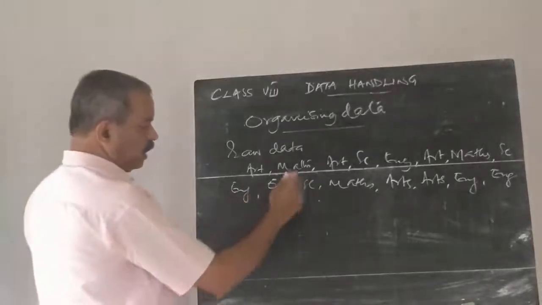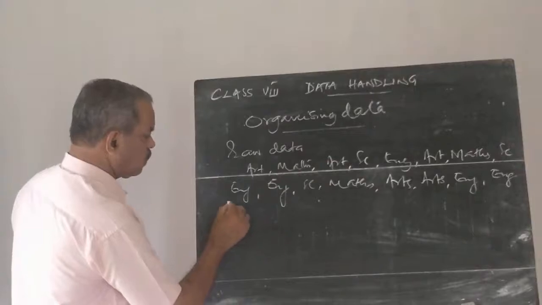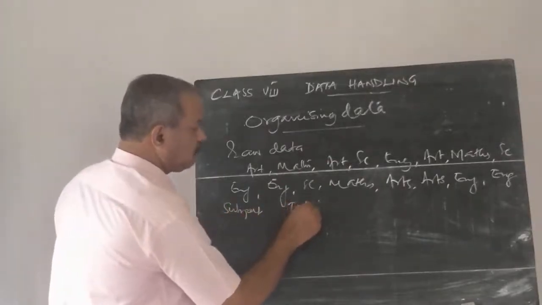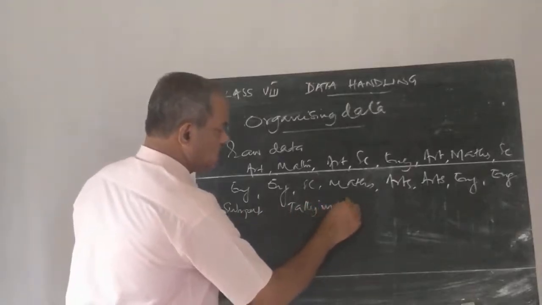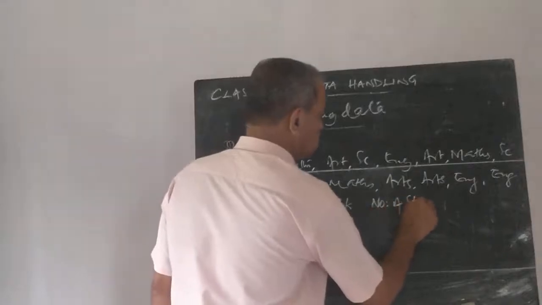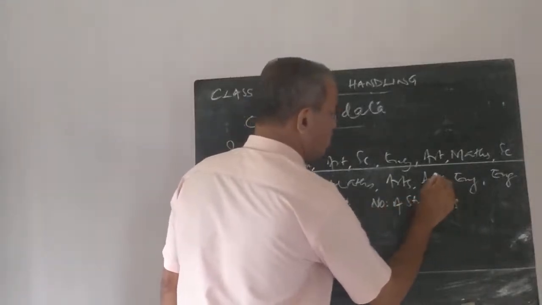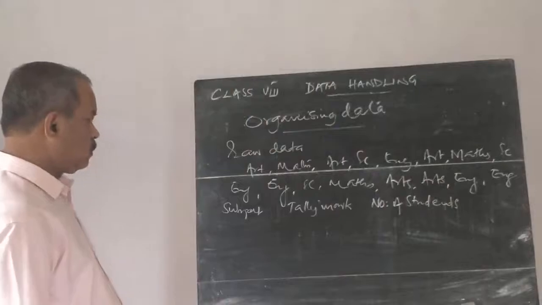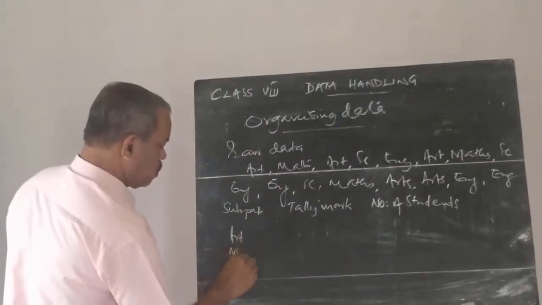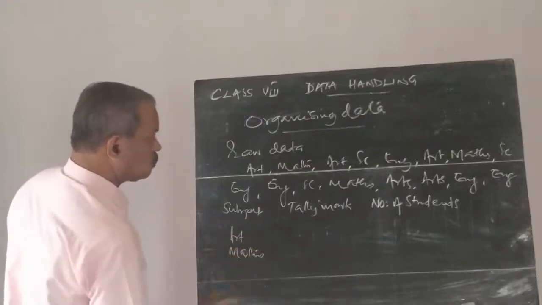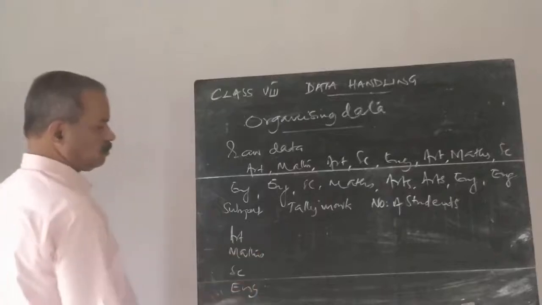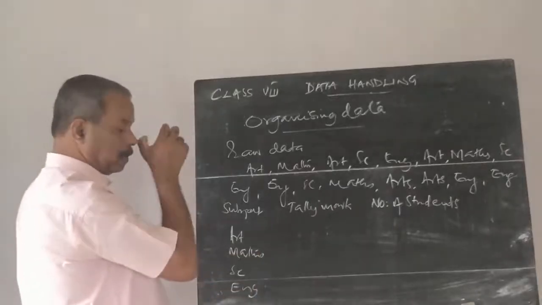First, we can tabulate this. First column, subject. Second column, tally mark. Third column, number of students. Subject, we can list first. List the subjects: art, maths, science, English.